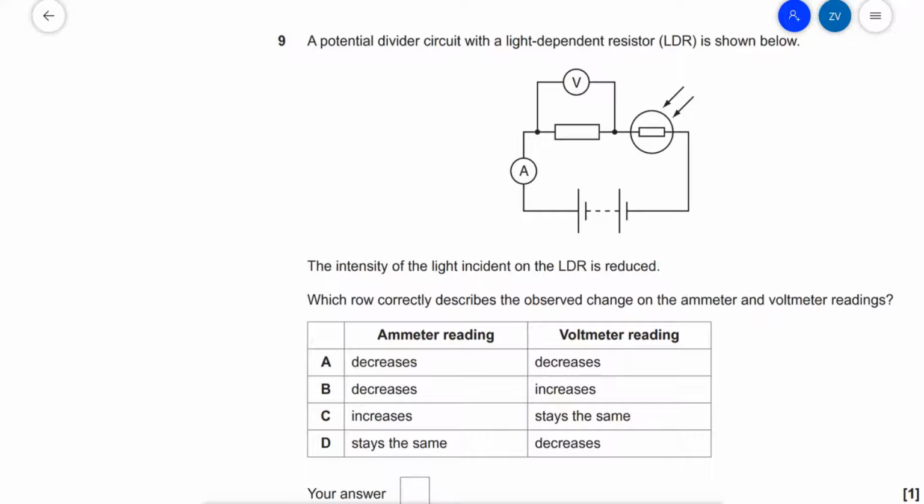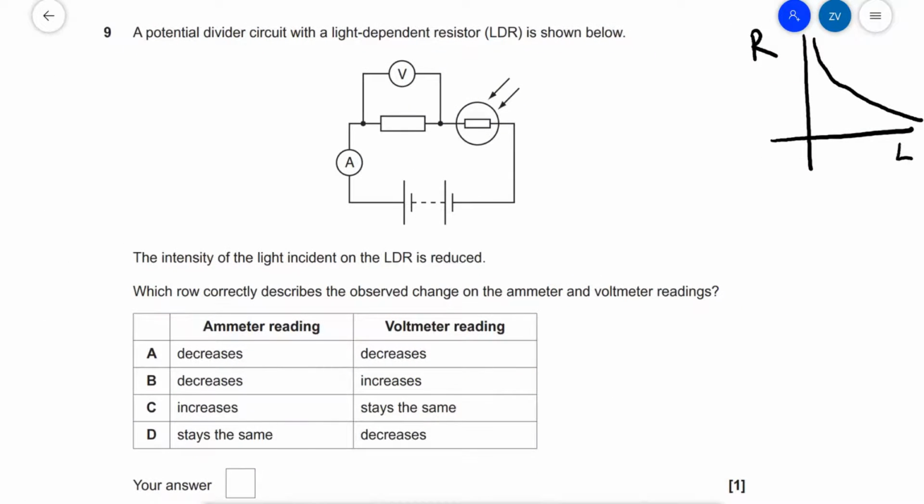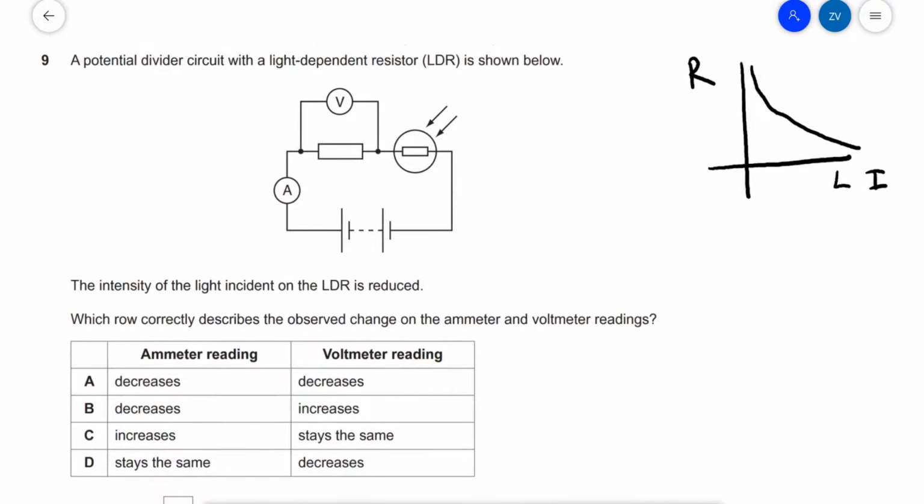Question 9, we have a potential divider circuit with a light-dependent resistor is shown. The intensity of the light incident on the LDR is reduced. What happens to the ammeter and what happens to the voltmeter? Now we need to remember this graph for the light intensity on an LDR. We can see that as the light intensity is reduced, the resistance increases.